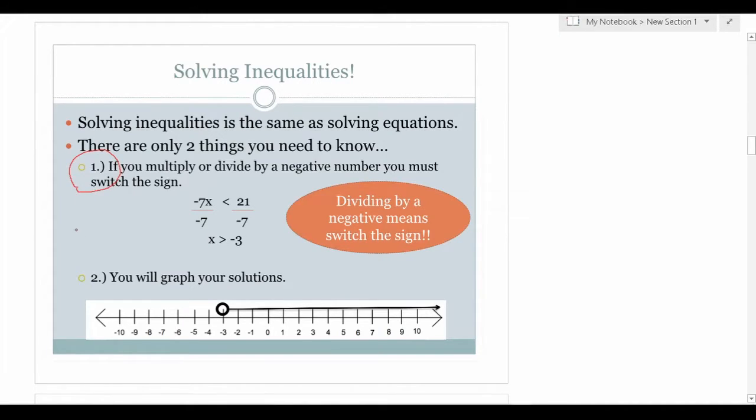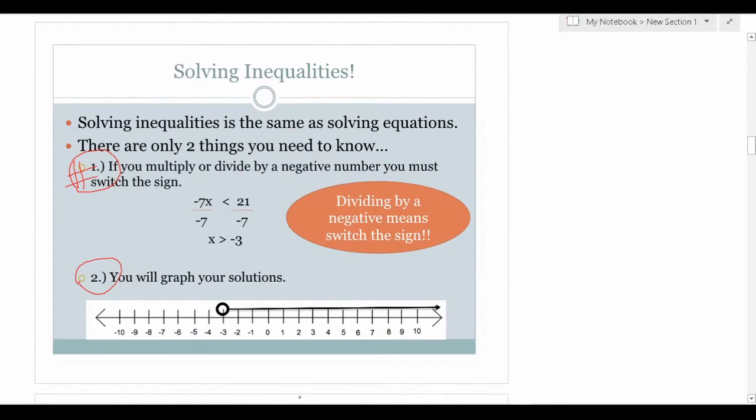Okay? And finally, the only other difference between solving inequalities and solving equations is that whereas you graph equations on a Cartesian coordinate plane, you graph inequalities on number lines. Okay? So again, devote this rule to memory so that you don't get these wrong.